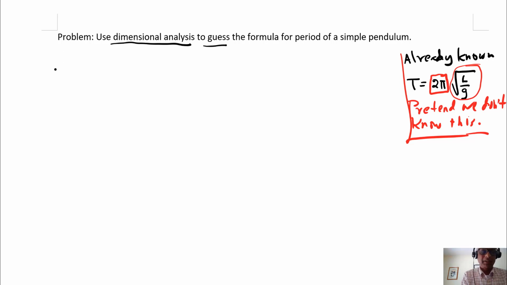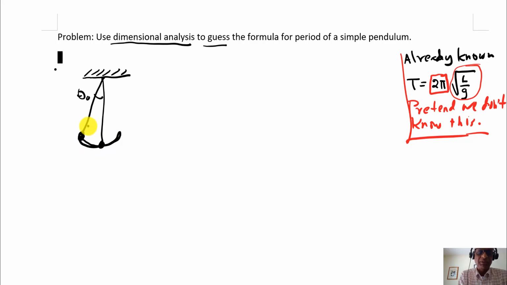What we're looking at, the process is always to draw the system you're looking at to get an idea. So this is a pendulum, and maybe some angle theta 0, you pull the angle, and then this pendulum swings back and forth. So that one time is one period. So what can this period depend on?